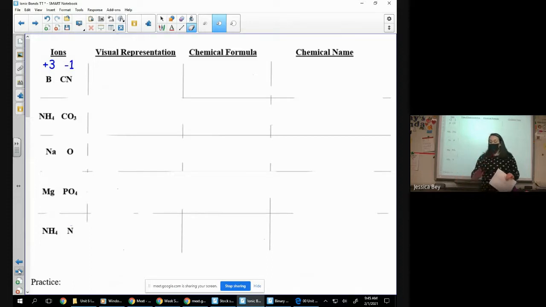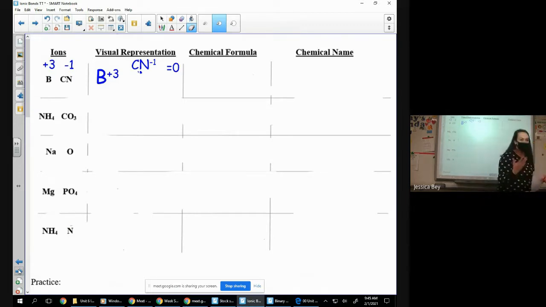So I'm going to do the exact same thing. If I have one boron and one cyanide, does that equal 0? No. How about 2 cyanides? Does that equal 0? No. 3 cyanides. +3 -3 is what I need for my total.